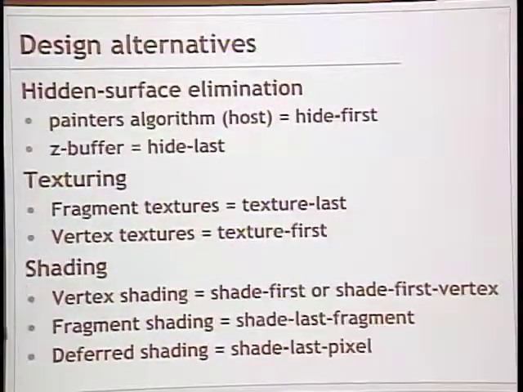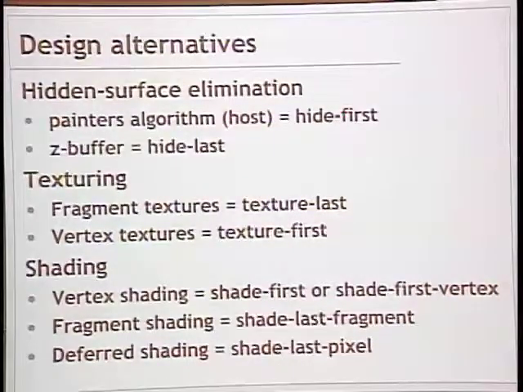Or shading. Where do we shade in the pipeline? Do we shade at every vertex? Do we shade at every fragment? Or do we wait until we get past the depth buffer and say, oh, we know that pixel is going to make it into the final image. We're only going to shade then.